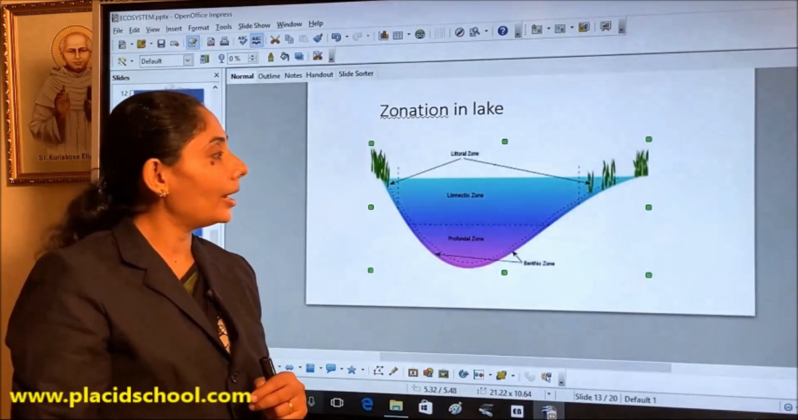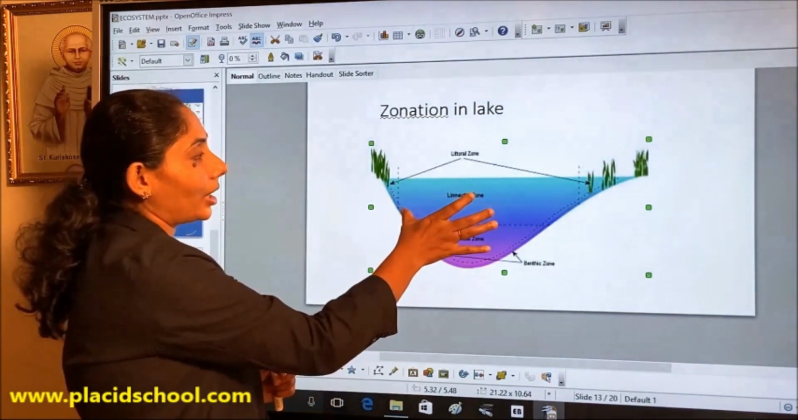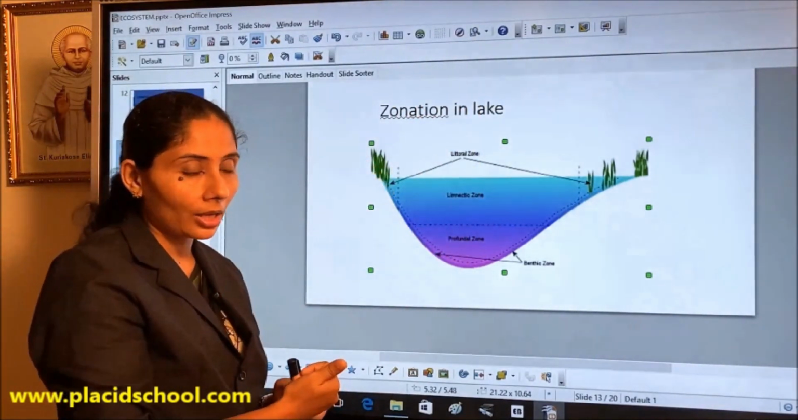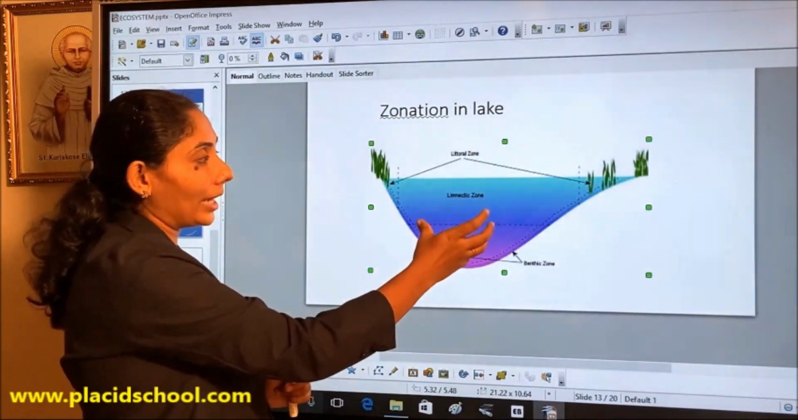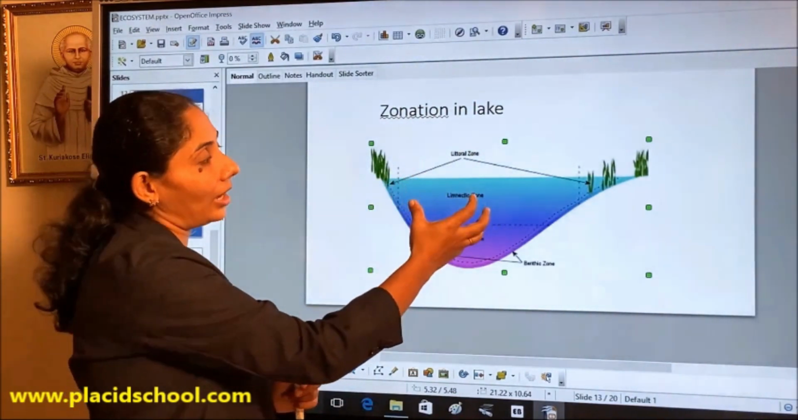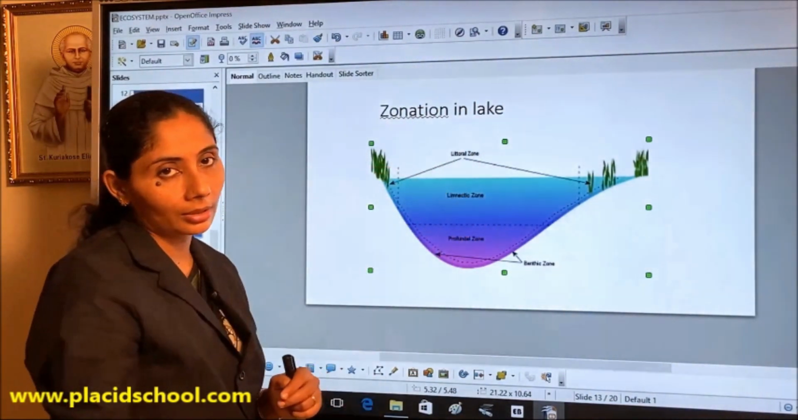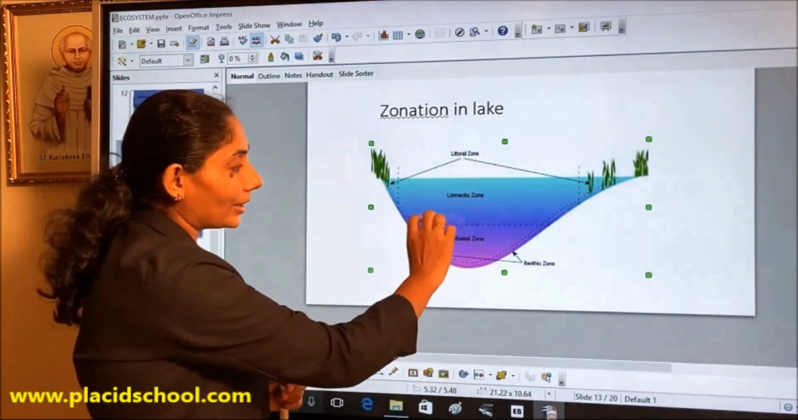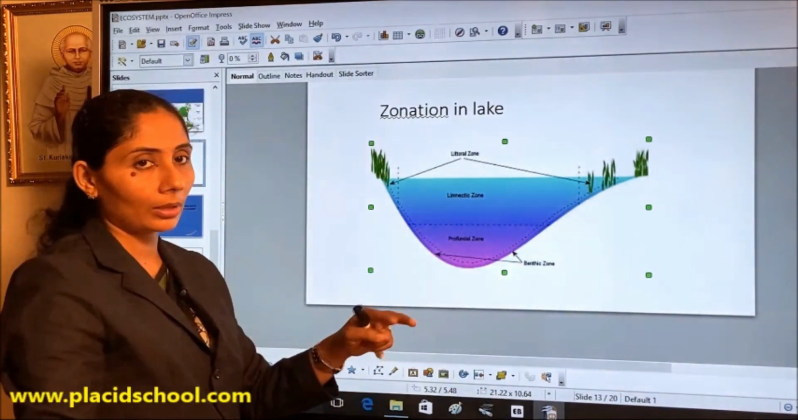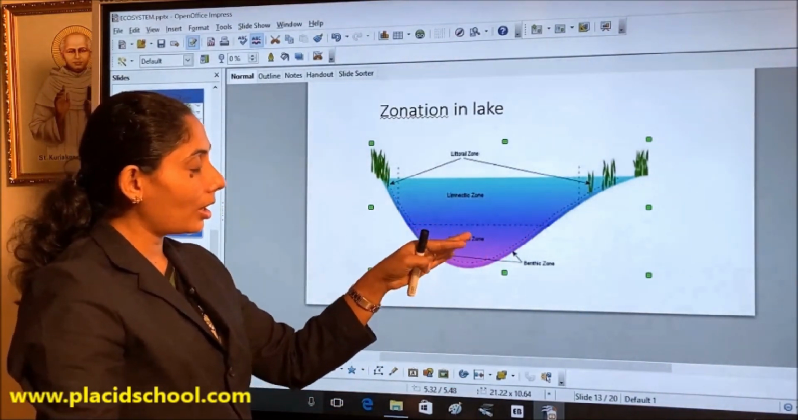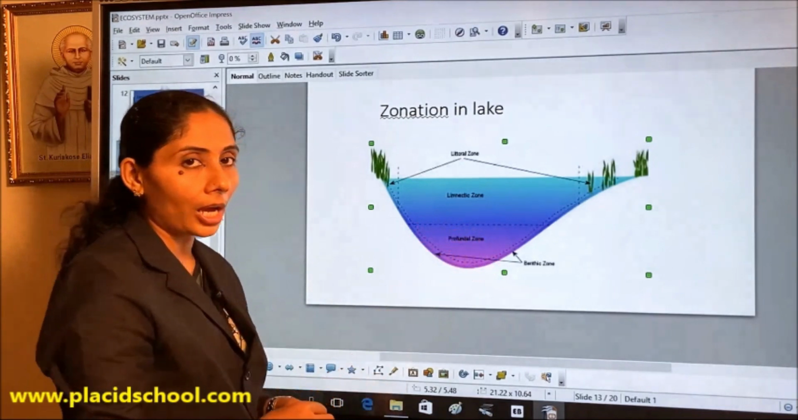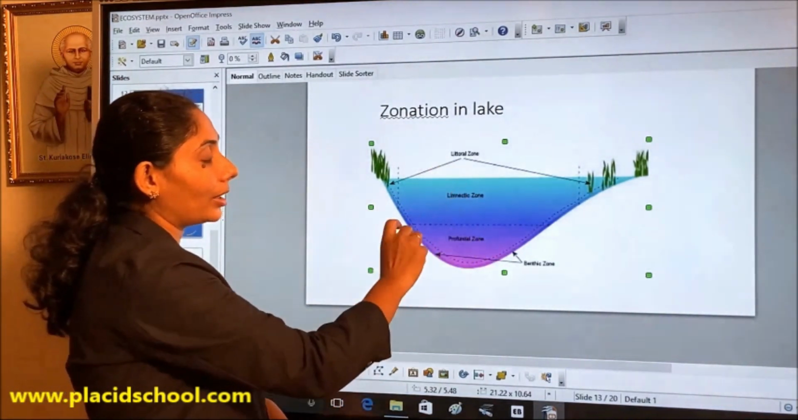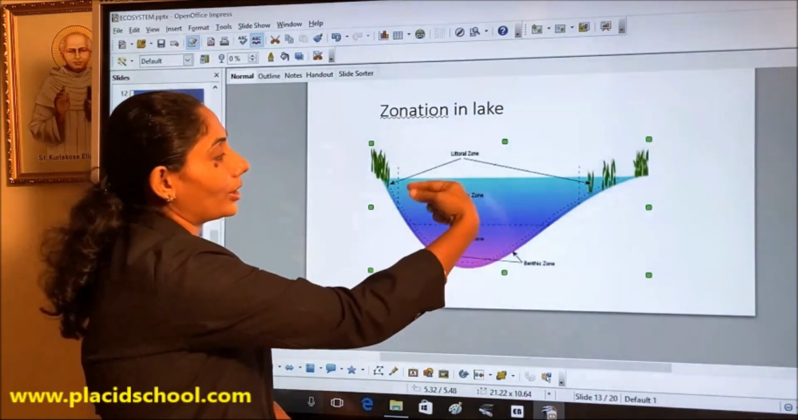Limnetic zone. This is that area where light penetration is more and oxygen availability is high. So you'll find a lot of organisms, a lot of phytoplankton and algae in abundance in this particular zone of the lake. As you come down, the next zone is the profundal zone. Now, why is this kind of zone formed over here? Profundal. As you come down the lake, the conditions will differ from what is above.